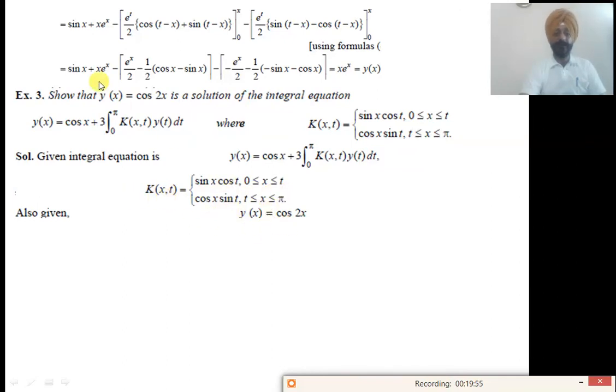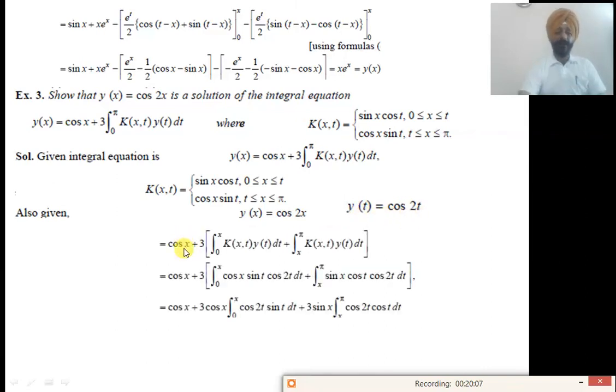First of all, y(x) is equal to cos 2x, and our first step is to put x equal to t. So, I got y(t) equal to cos 2t. Now, the limit is 0 to pi. So, first of all, I change the limit from 0 to x and x to pi. For 0 to x, the kernel becomes cos x into sin t. Student, it should be very carefully noted that for the limit of t from 0 to x, it is cos x sin t into y(t). y(t) is nothing else, this is cos 2t, and from x to pi, the kernel is sin x into cos t cos 2t dt.